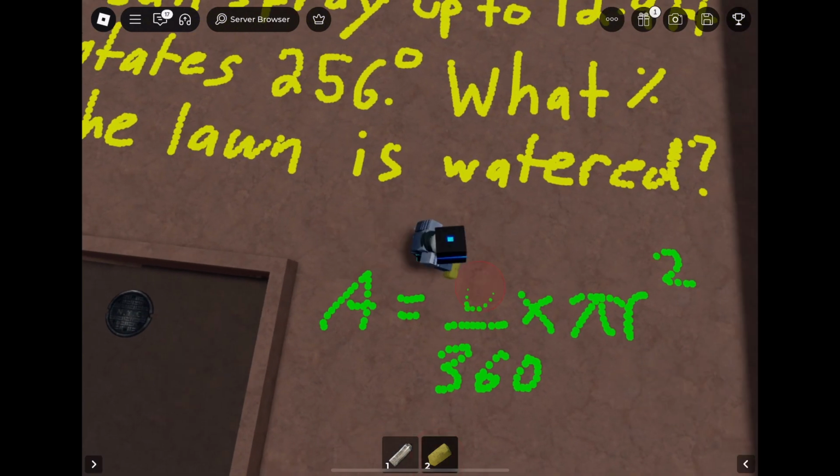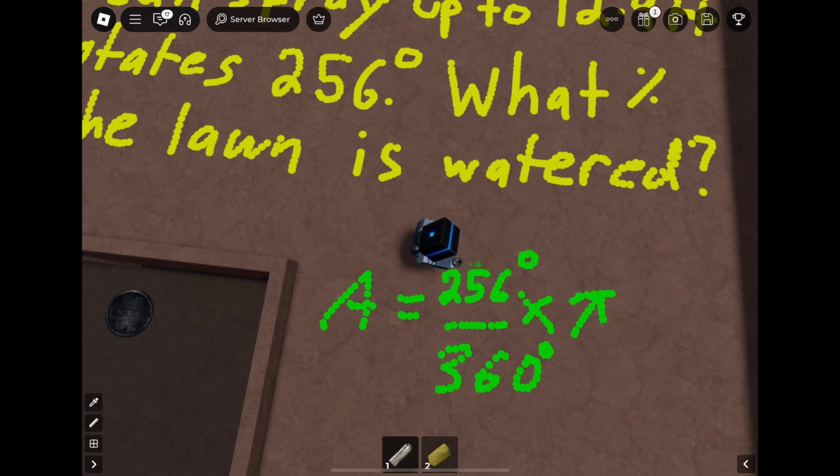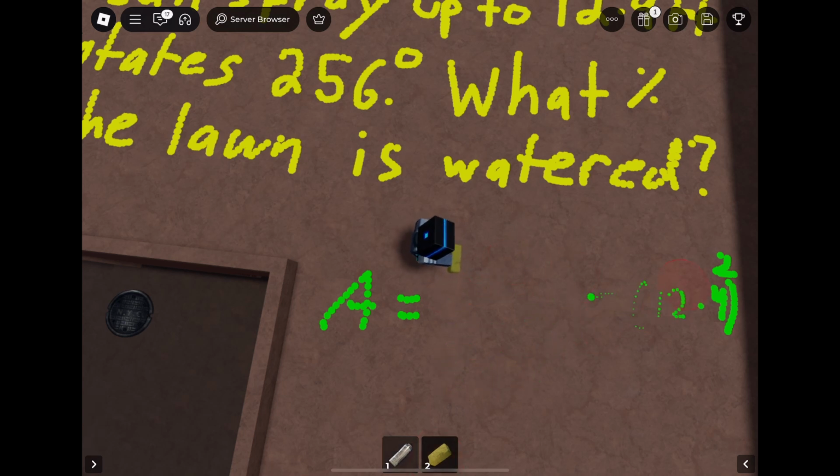So let's plug those numbers in. Theta is 256 degrees, and r is just 12.4. And then this is just a matter of computing it on your calculator. If you do 256 divided by 360 and multiply by pi times 12.4 squared, what you'll find is that the area is roughly about 343.5 feet squared.